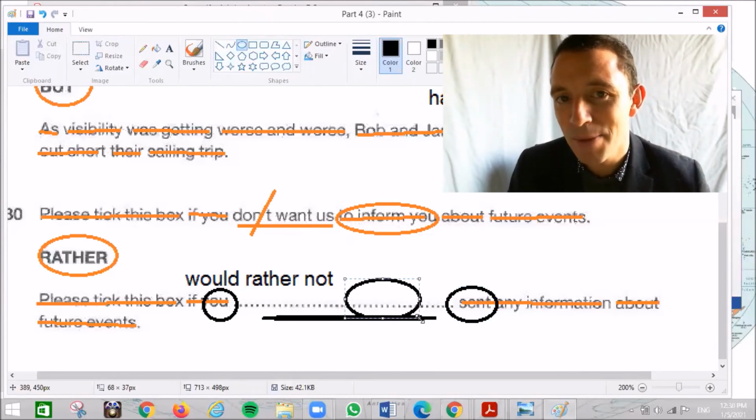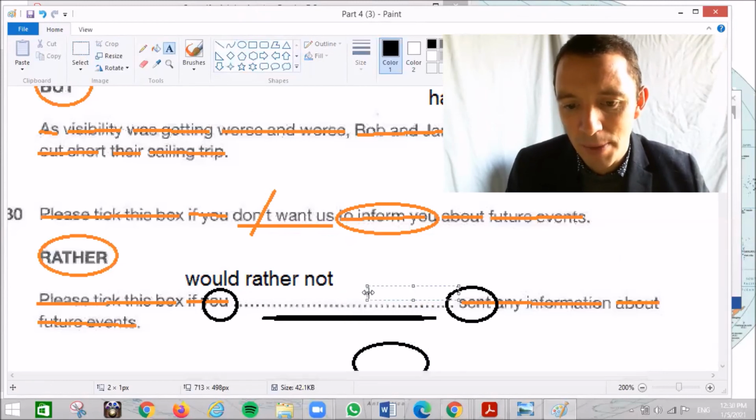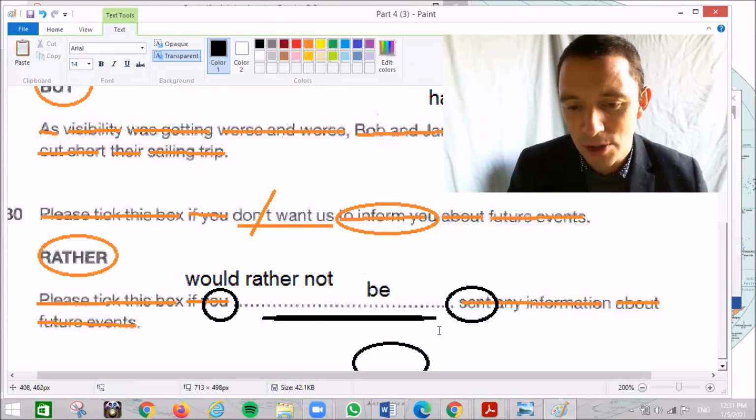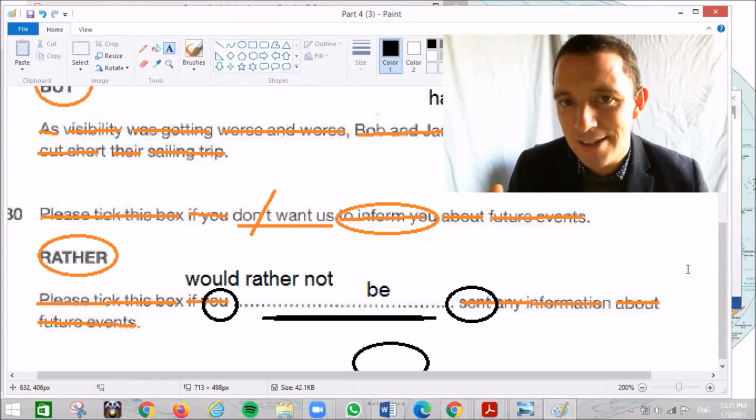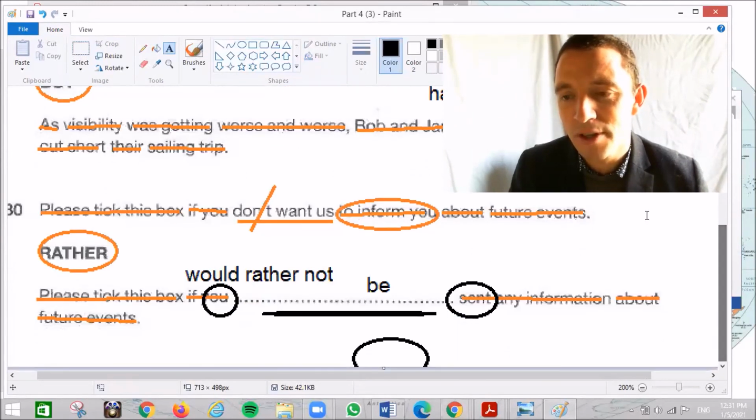And the only possibility is the infinitive, because after rather we have the infinitive. So if you would rather not be sent. Okay, so let me move that here. If you would rather not be sent any information about future events. For me, that's quite difficult, very advanced, and you can see the structure of this exercise is very different from the structure of part 3 and part 2 and part 1.